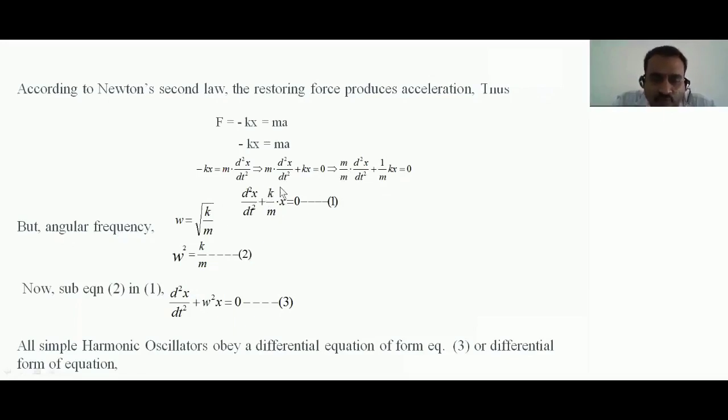But angular frequency omega is equal to root k by m. Squaring both sides, omega square is equal to k by m. This is equation number 2. Now substituting equation 2 in equation 1, in place of k by m we substitute omega square: d square x by dt square plus omega square x is equal to 0. All simple harmonic oscillators obey this second order differential equation. This equation 3 is known as the second order differential form of equation.